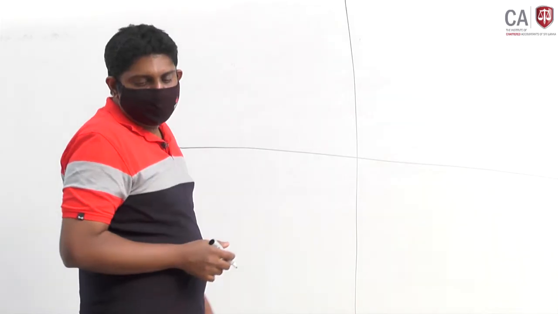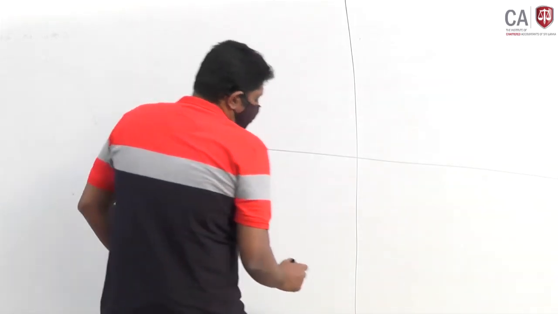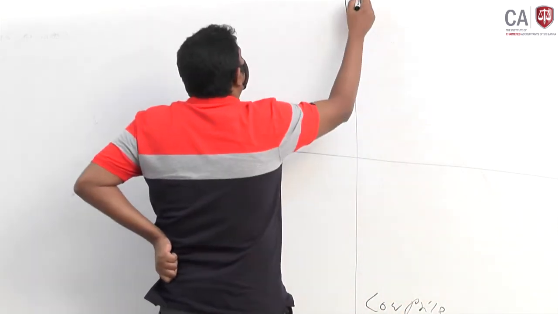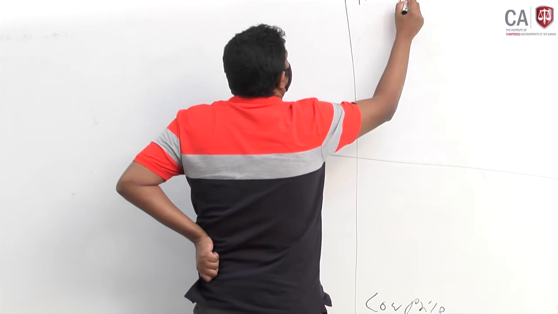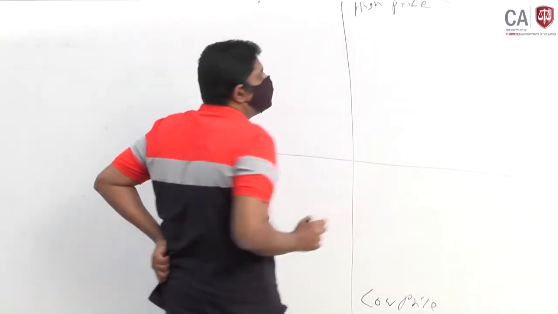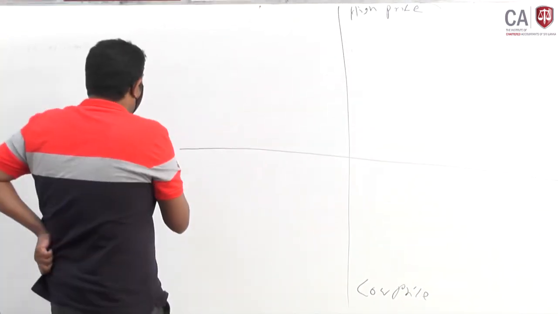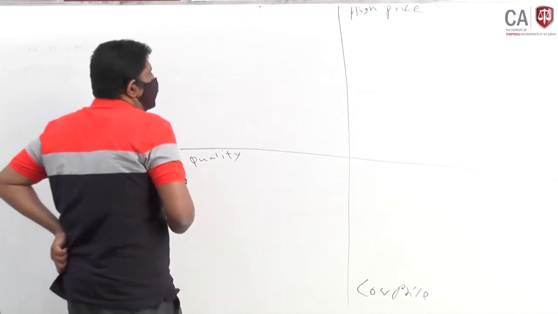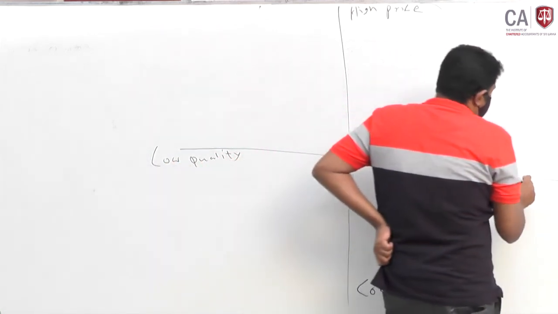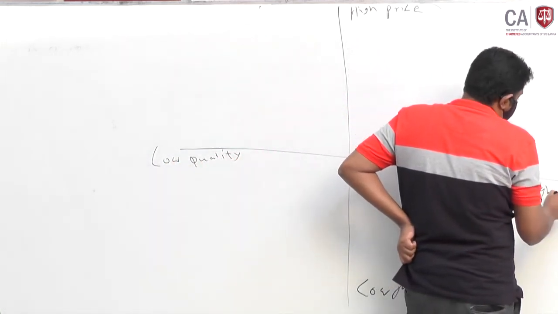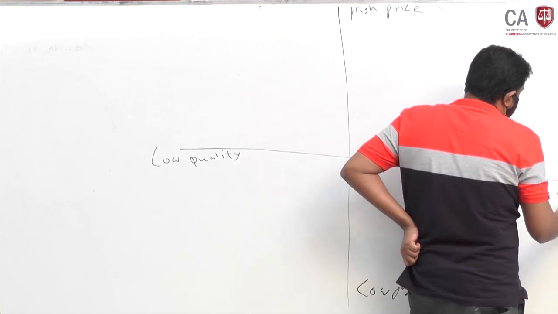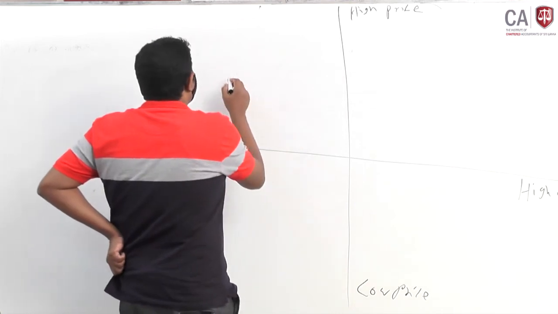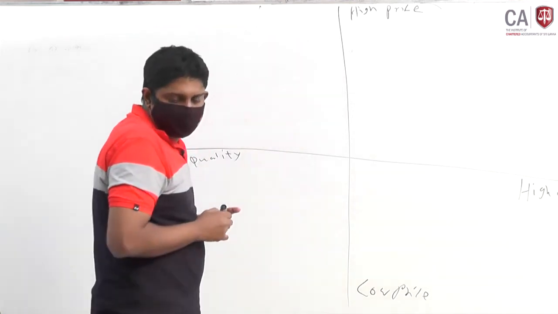I am going to draw a similar one to the one given in your study text. Here we will say low price, here we will say high price, then here low quality, here high quality. Right, so these options may not be feasible.